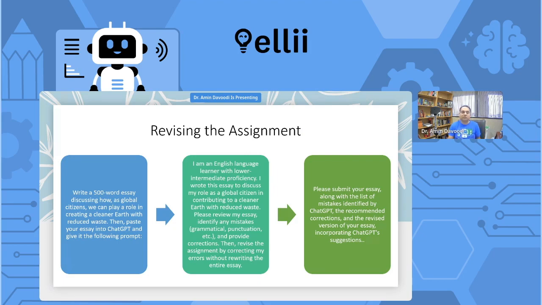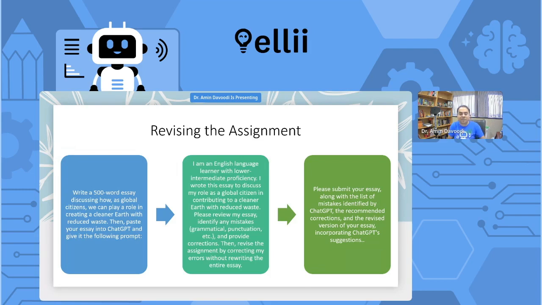So what is the difference here? Here, not only does the teacher ask students to use ChatGPT, but also the teacher provides a step-by-step guideline. So first you need to write a 500-word essay discussing how you will help the environment yourself. That's it. Then this is what you're going to do with ChatGPT.